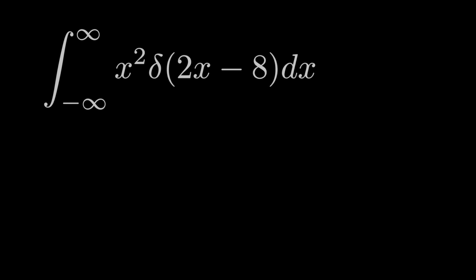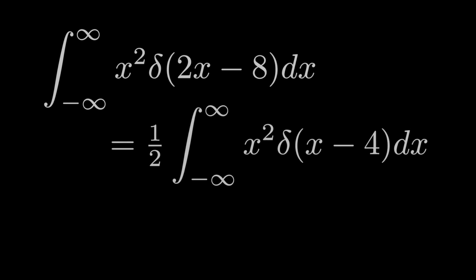And so we can evaluate this using what we just learned. So what we're going to get is 1 on the absolute value of 2 times the integral, negative infinity to infinity, of x squared times our delta function centered at positive 4. And so that's pretty simply just x squared evaluated at positive 4. So it's 16 divided by 2. So our solution is 8.